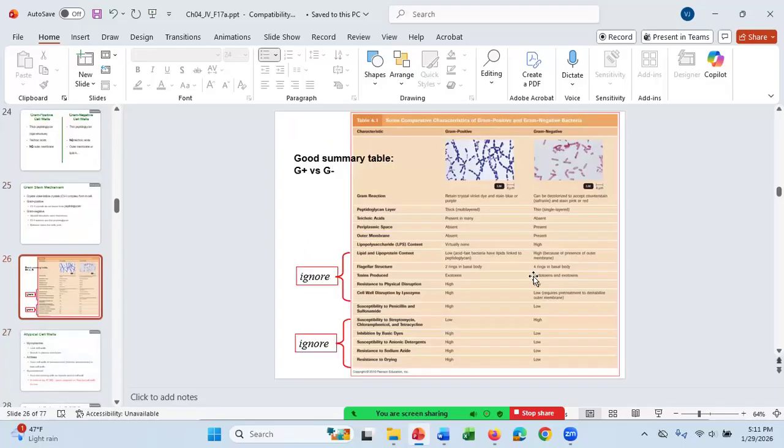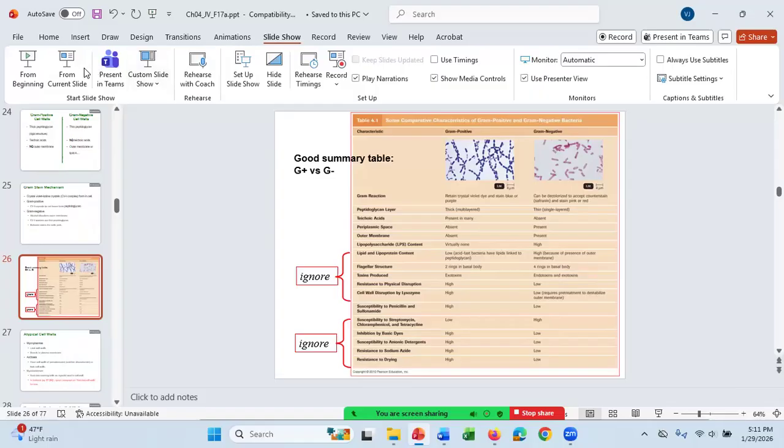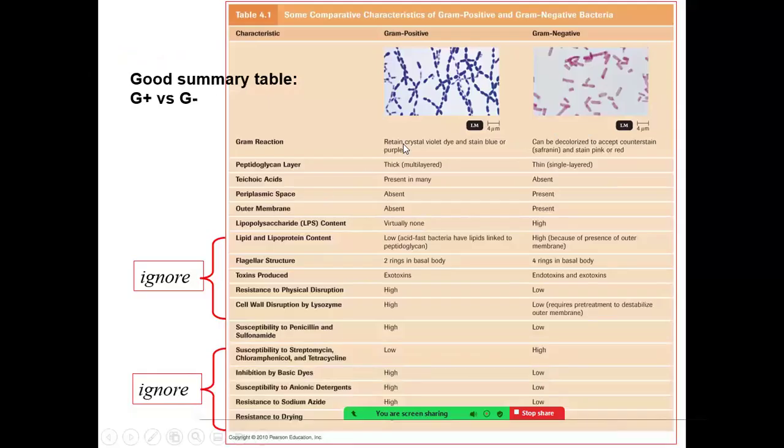So looking at a summary of the gram-positive and gram-negative cells, let me blow this up so you can see it better. The gram-positive cell on the left column, the gram-negative on the right. The gram reaction obviously stains purple, stains pink from the safranin. The peptidoglycan layer is thick in the gram-positive cell, thin in the gram-negative cell. Teichoic acid present in gram-positive cells, absent in gram-negative.